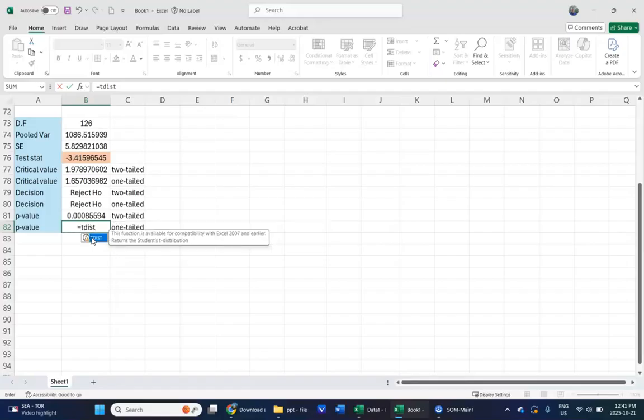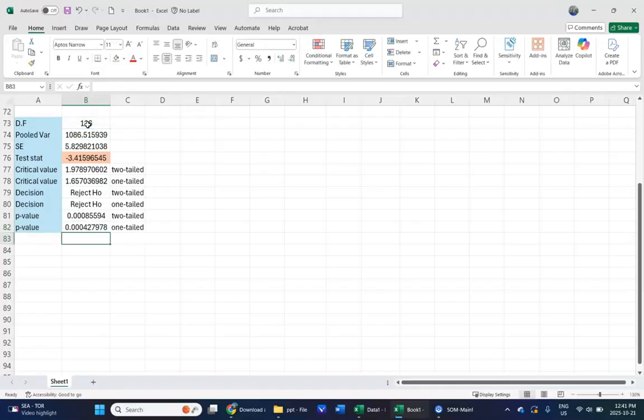P-value for a one-tailed test, T.DIST. I'm just going to manually type in. It's really not always the best practice to manually type in values that we have in a spreadsheet. I'm going to do it for this case. Degrees of freedom, and comma 1 for a one-tailed test. And there's our p-value for the one-tailed test. Remember, the p-value for a two-tailed test is just twice that of the p-value for a one-tailed test.